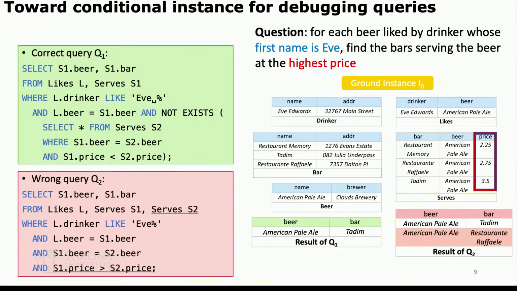Here are our two queries. This is the question again, little modified: for each beer liked by a drinker whose first name is Eve, so you can see in the correct query there is a little space there, find the bar serving the beer at the highest price. This is the correct query, and the wrong query returns the non-lowest, and it makes another mistake, like it misses the space here.